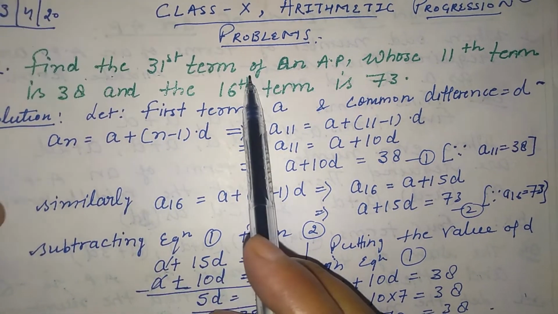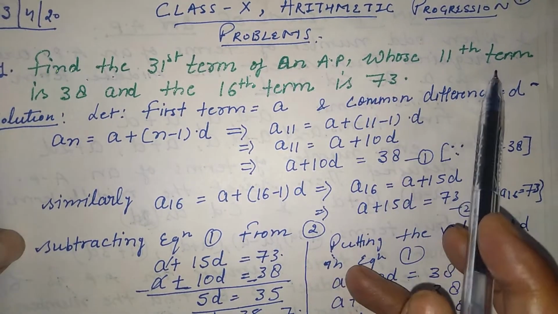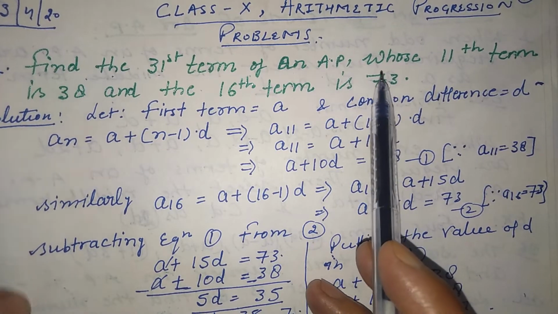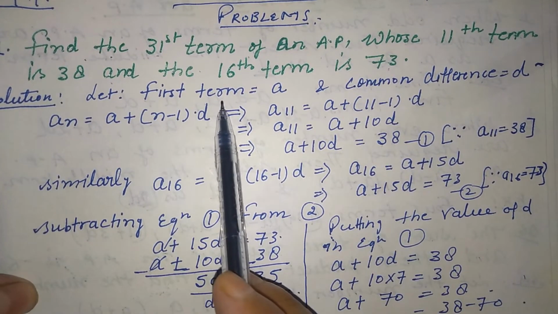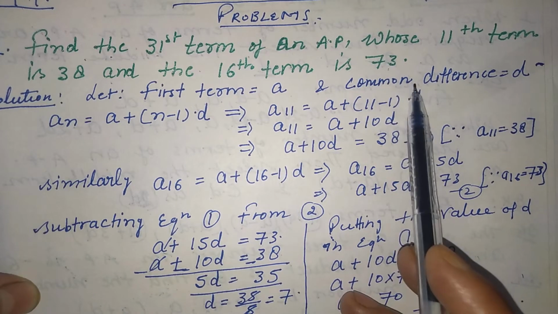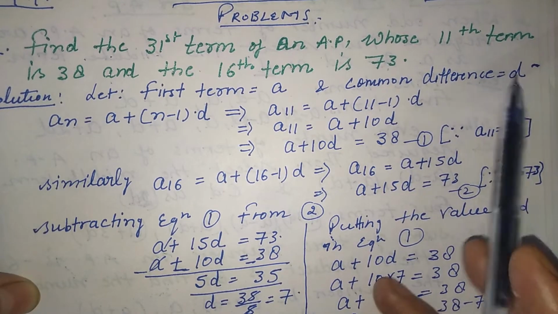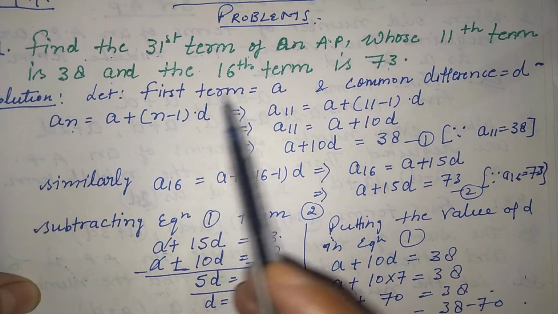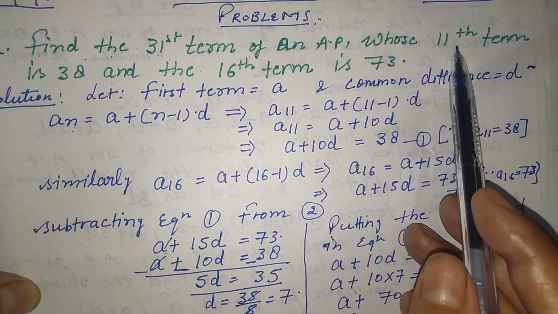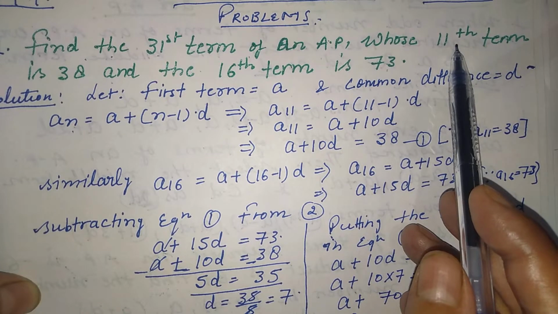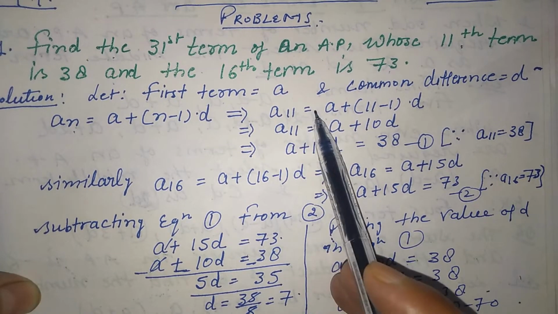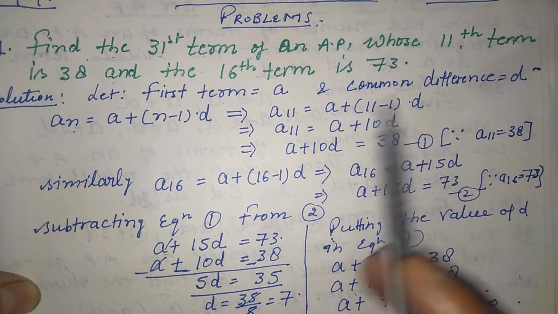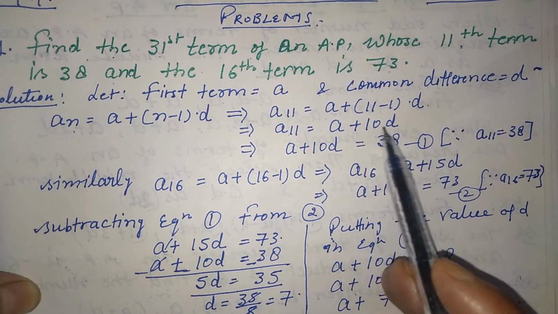Find the 31st term of an AP whose 11th term is 38 and the 16th term is 73. So here we first let the first term be equal to a and the common difference be equal to d. We know the formula an is equal to a plus n minus 1 into d, and we are given the 11th term. So n is what here? 11. So a11 is equal to a plus 11 minus 1 into d, that is a11 is equal to a plus 10d.